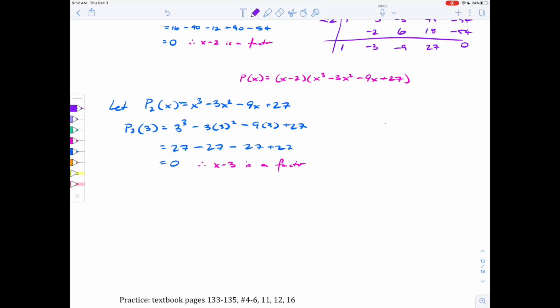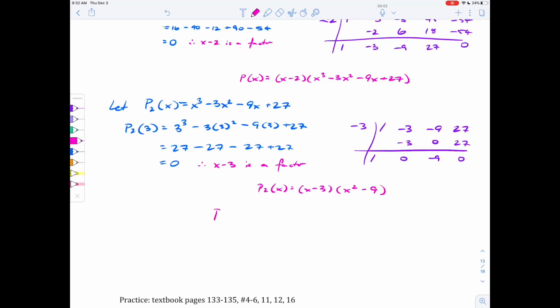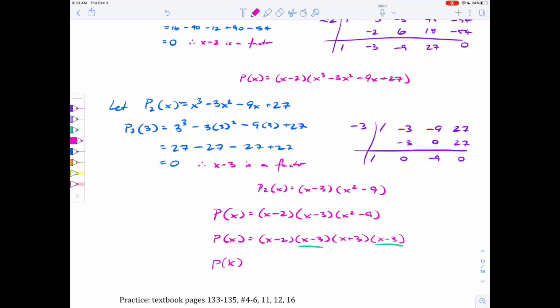I can do my division. 1x cubed minus 3x squared minus 9x plus 27 being divided by x minus 3. I perform all my steps. And at this point, I can say that P2 of x is x minus 3 times the result of that division, which means I can say my original P of x is what I had before, x minus 2, multiplied by all that. Factoring it further is just that binomial getting broken down. And for a final step, if there's anything that's the same, just make sure that that's condensed. So there's 2 x minus 3s, so we'll square that. And that's our final answer.